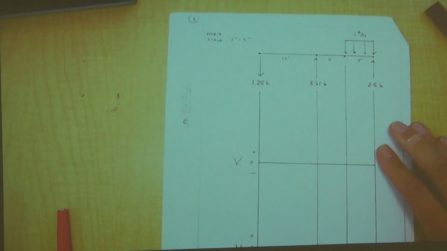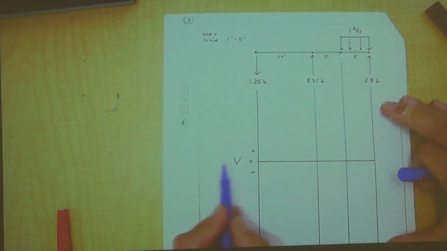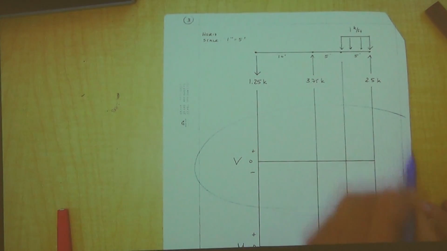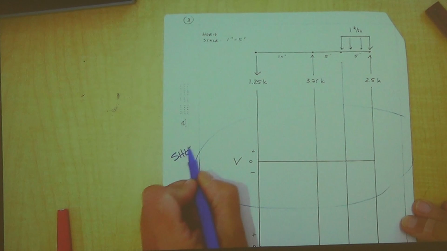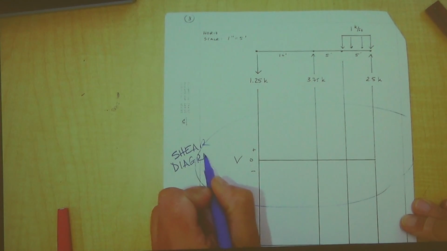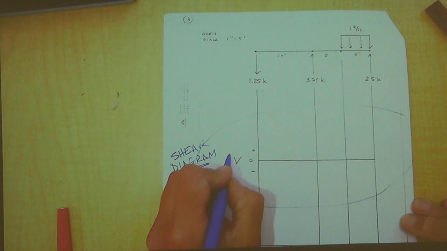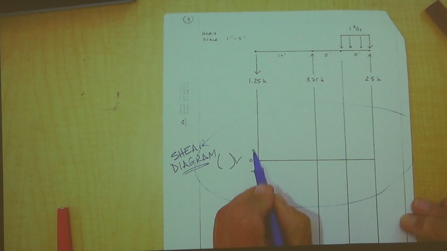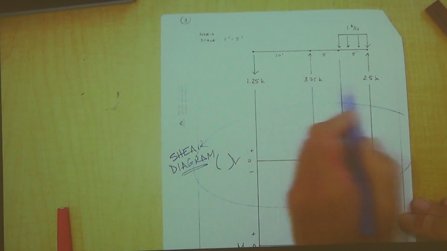Let's keep going with this. So again, what's this diagram here called? Shear diagram. And shear is another word for force. And we have to put units. We already have the 0, the positive, and the negative. So what units? Oh, we're dealing with kips again.